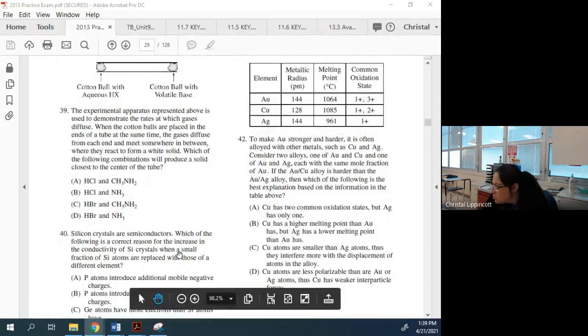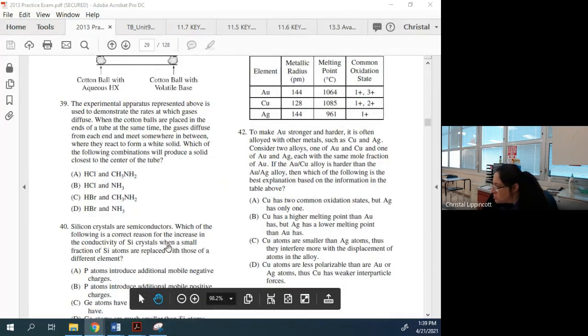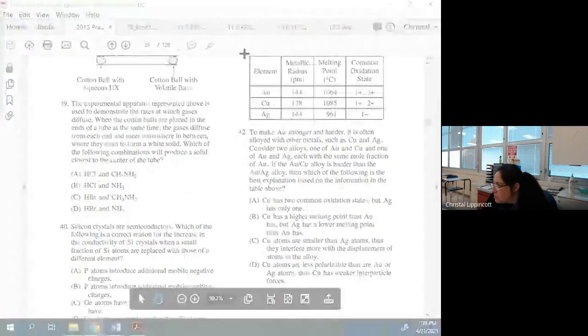Oh, this is an alloy question. Interstitial and substitutional alloys we talked about.